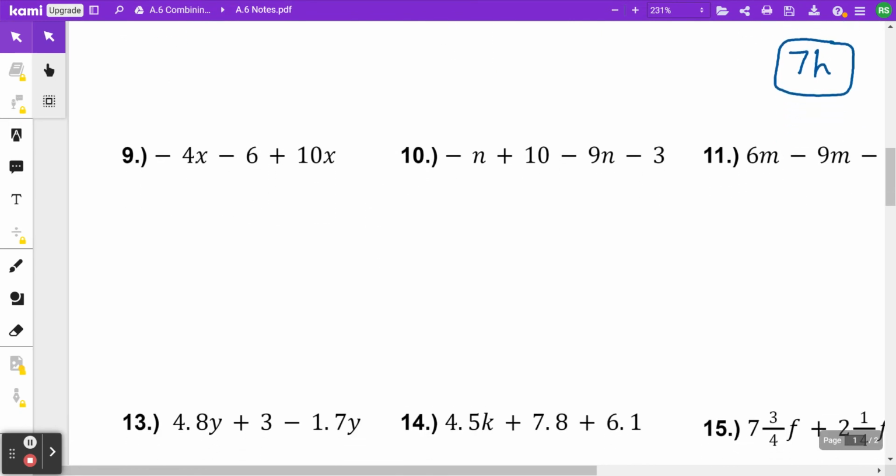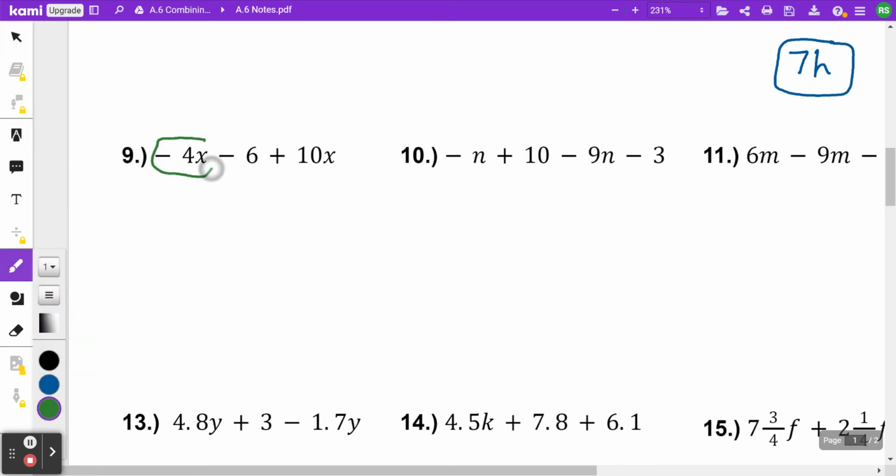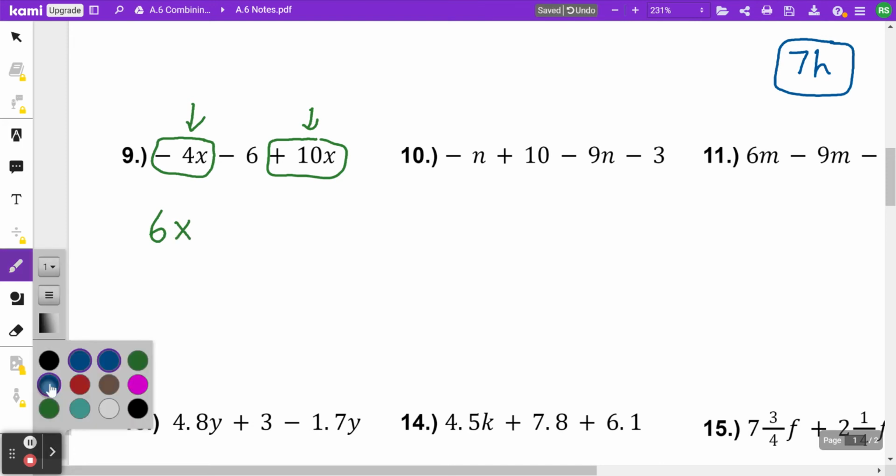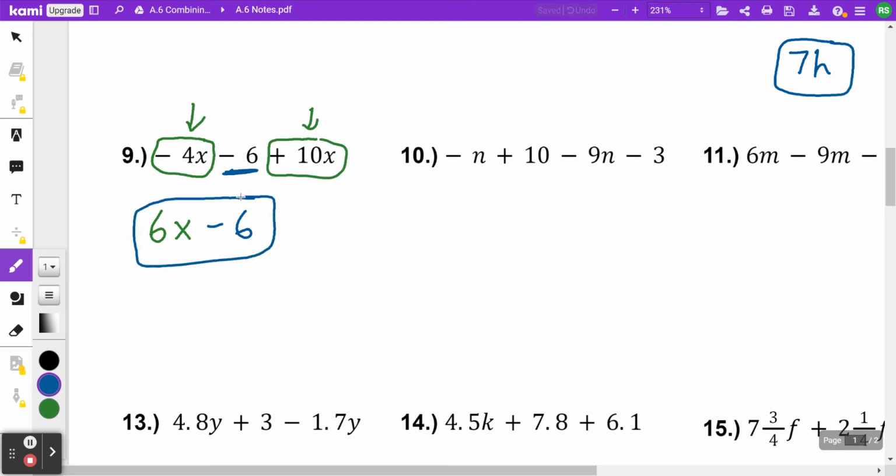All right, continuing on. Number 9, negative 4x minus 6 plus 10x. So we can combine the negative 4x and the positive 10x. Notice when I'm circling these like terms, I'm including the sign in front of them. So negative 4 and positive 10 should give us a positive 6x. And again, with this negative 6, with that minus 6, which is like a negative 6, there's nothing else to add to it or combine it. So we just drop it down and leave it as is. And then we stop there. There's nothing else to do.